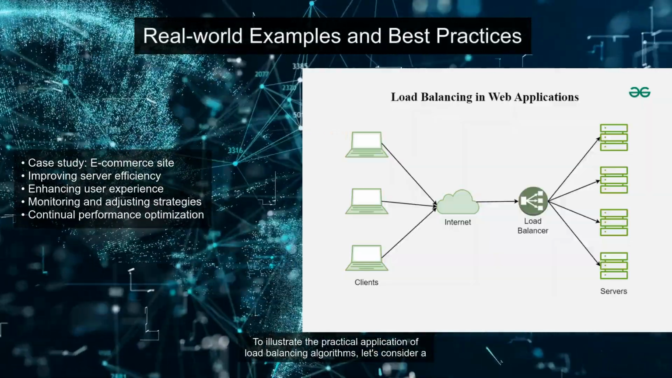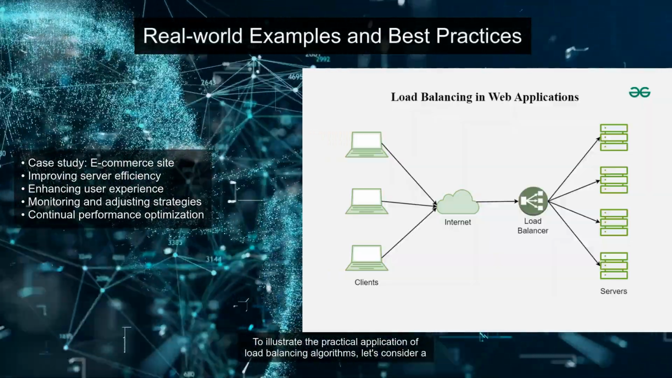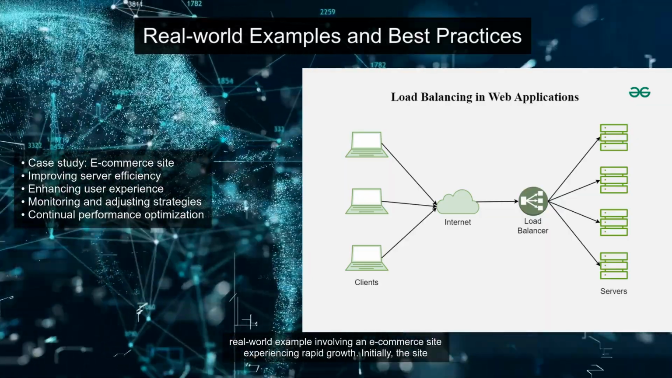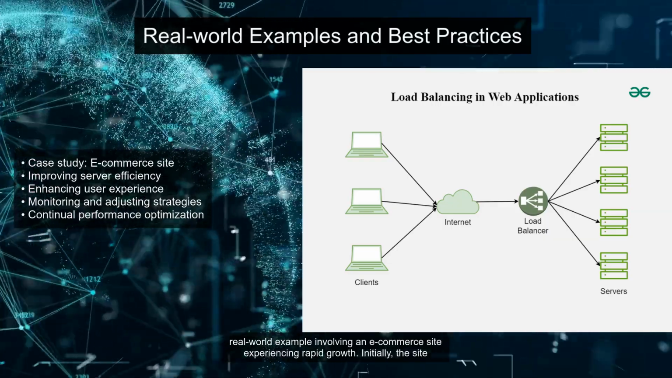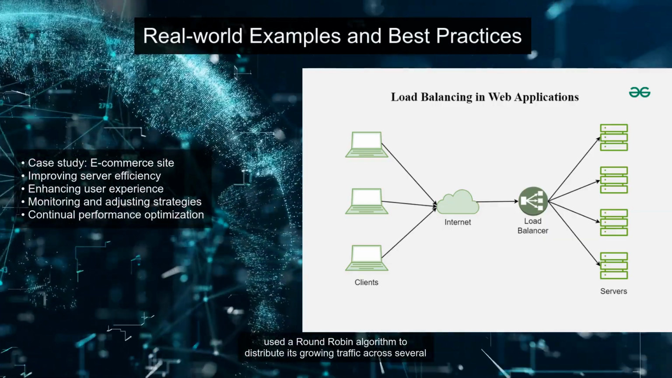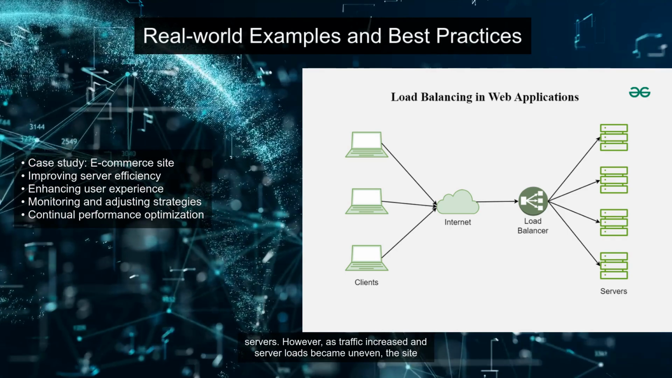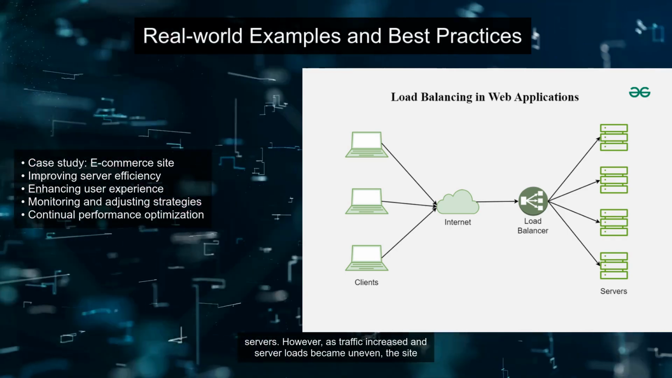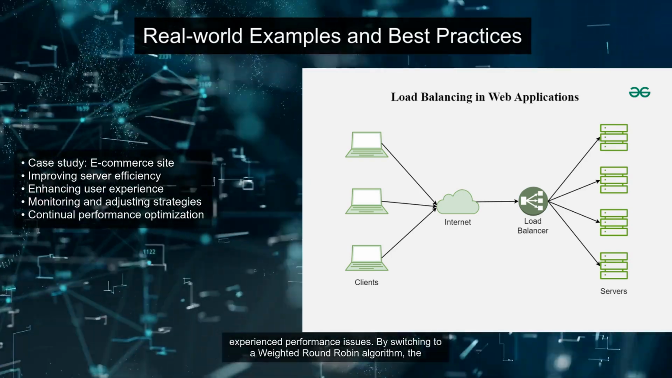To illustrate the practical application of load balancing algorithms, let's consider a real-world example involving an e-commerce site experiencing rapid growth. Initially, the site used a round-robin algorithm to distribute its growing traffic across several servers. However, as traffic increased and server loads became uneven, the site experienced performance issues.